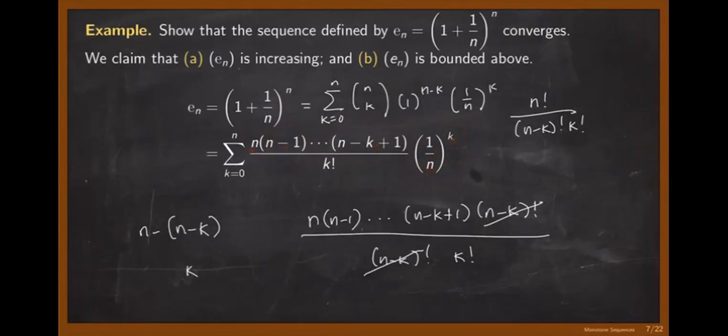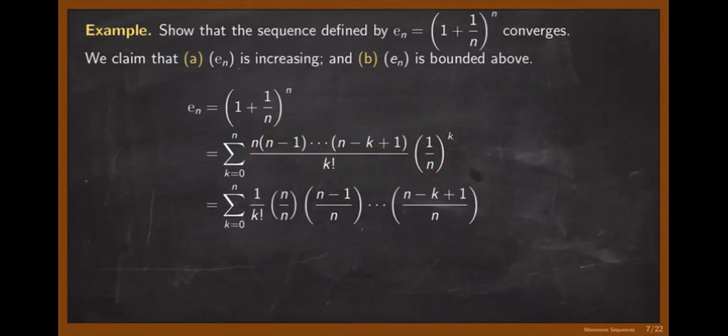So this is what will happen. Yung 1 over k factorial, ito yun. Yung n over n, ito siya. N minus 1 over n, ito. Ang huling-huli, n minus k plus 1 over n. So, as you can see, there are enough n's to distribute it one by one per each factor. Okay?